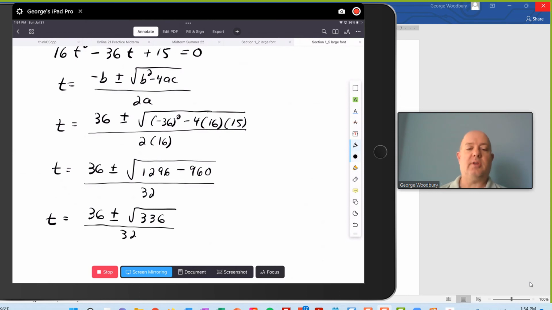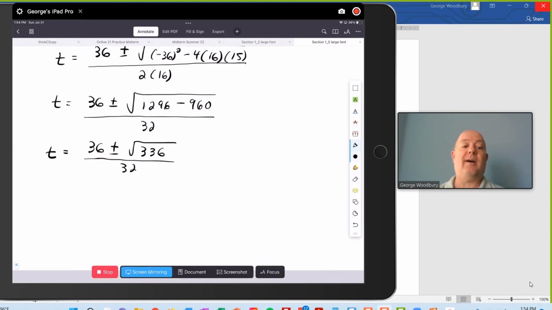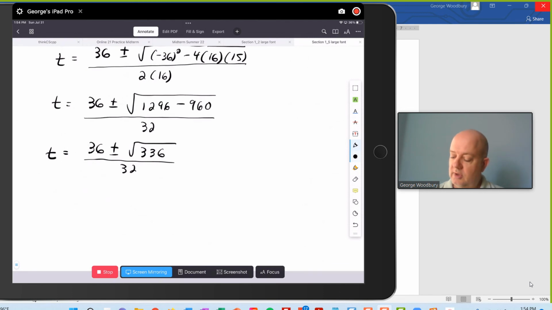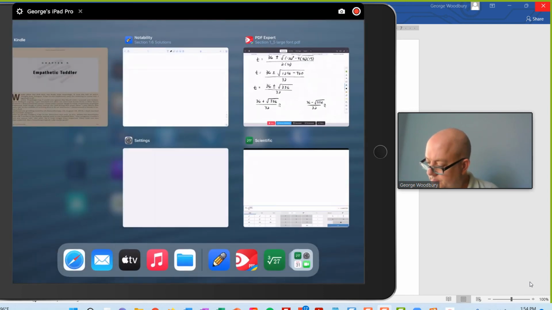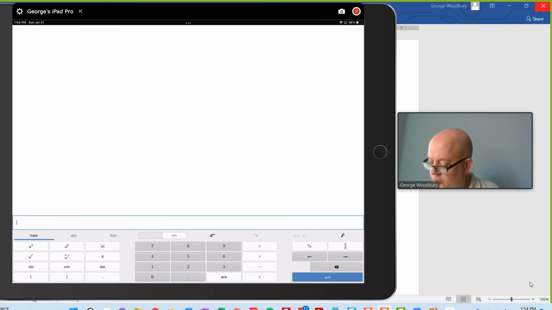And now we can go to the calculator. We're going to have to approximate both of these solutions. So I'm going to do 36 plus that square root divided by 32, and 36 minus that square root over 32 to see what we get. Again, this time we're looking for the nearest hundredth. So let's go to the graphing calculator. And I'm going to start with the one where I'm adding in the numerator.